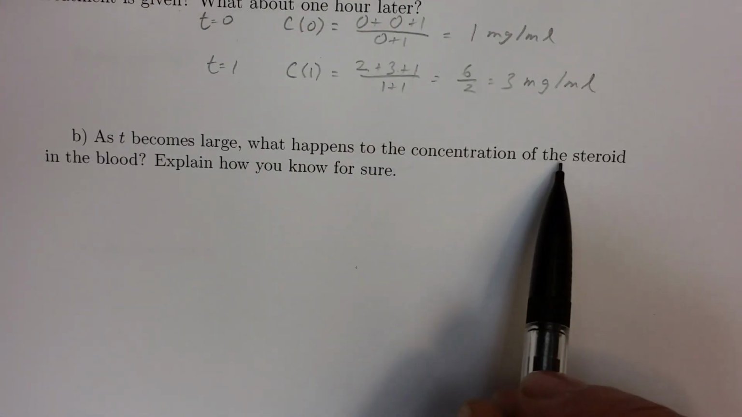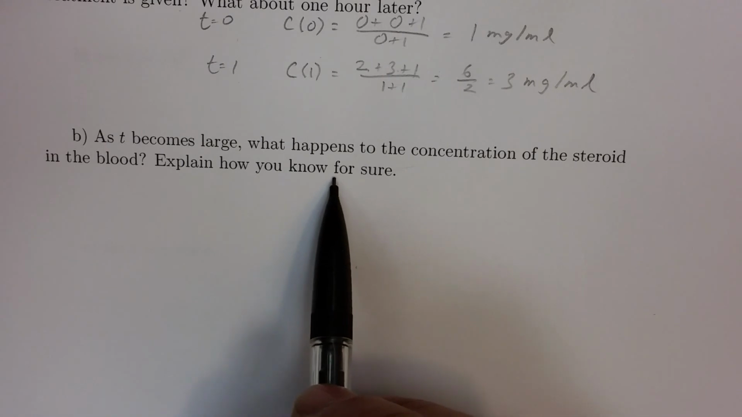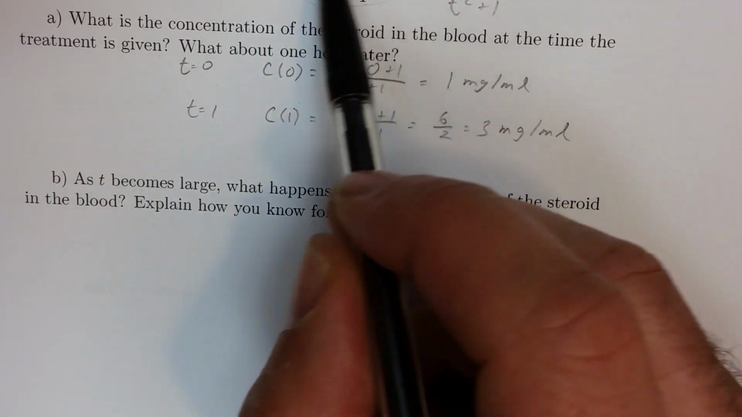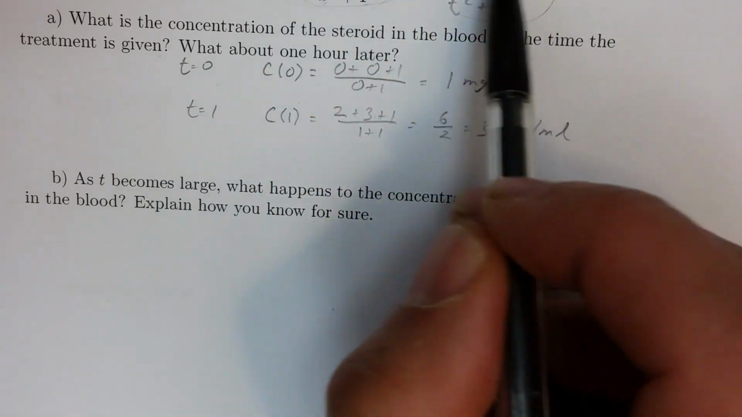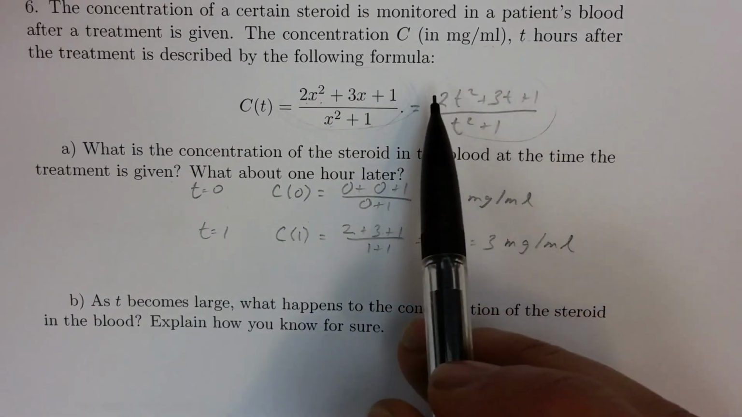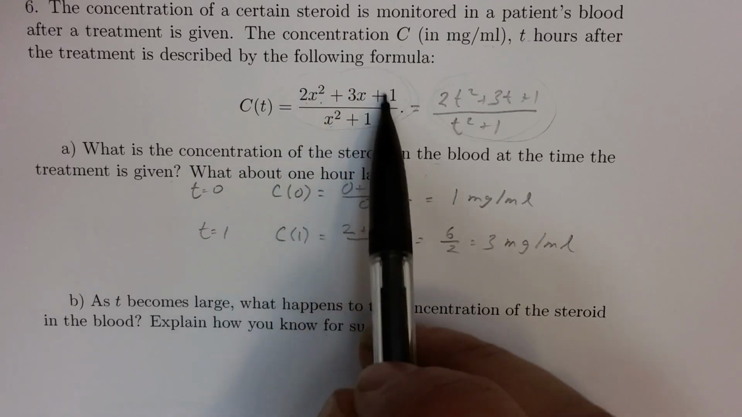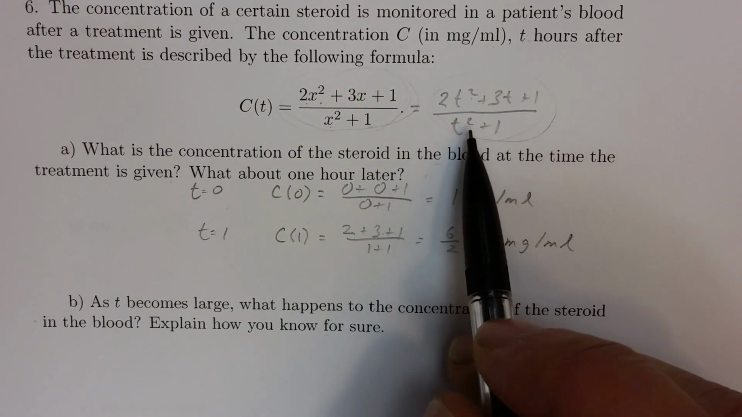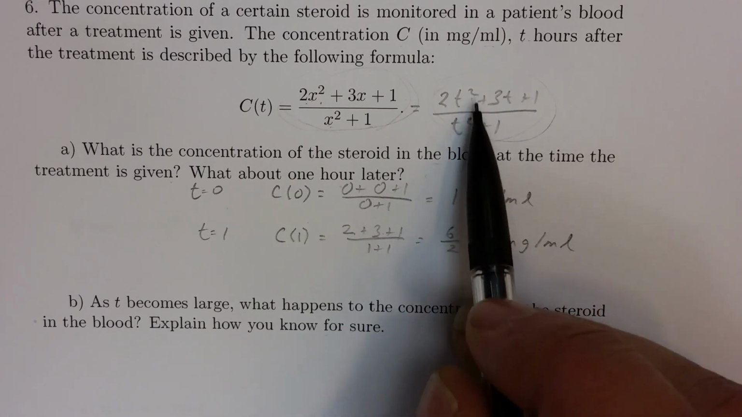Now, as t becomes large, what happens to the concentration of the steroid in the blood? Explain how we know for sure. Well, let's take a look at this question right here. Actually, let's take a look at it with the t's in there. So here's how it should read, even though I mistakenly put x's in the original question. So we can see that the numerator and the denominator have the same degree. They're both degree 2.